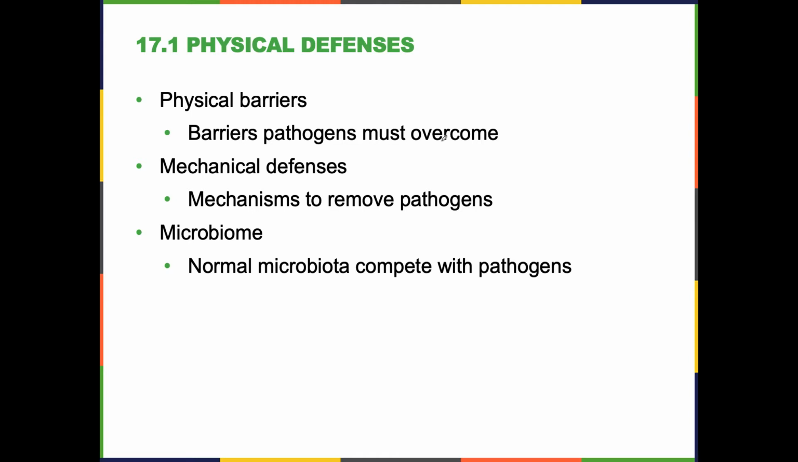These are all elements that we are quite familiar with because we all have them, and we hopefully are aware of how they work, right? But physical barriers are essentially things like walls or moats that a pathogen has to be able to breach, and oftentimes they're breached when there are breaks in these barriers. The mechanical defenses are mechanisms to remove pathogens, things that are sweeping pathogens away. And the microbiome is the bacteria and fungi that live with us and essentially compete with pathogens. We'll talk about each of these elements quite briefly.